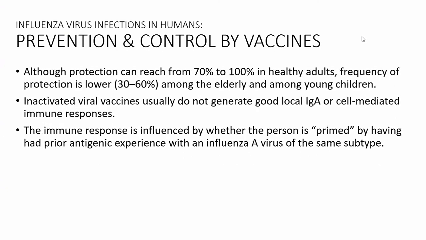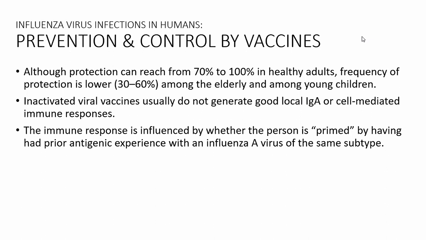Although protection can reach from 70% to 100% in healthy adults, the frequency of protection is lower among the elderly and among young children. These are other problems that can be considered in the prevention and control, since even if we give the vaccine, protection will still be lower among the elderly and young children.